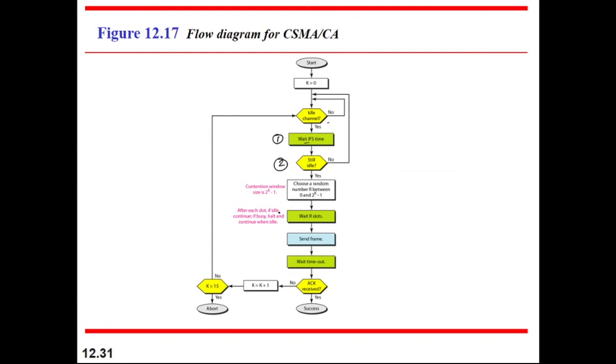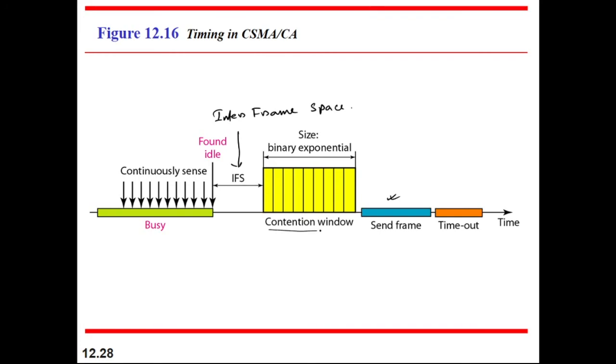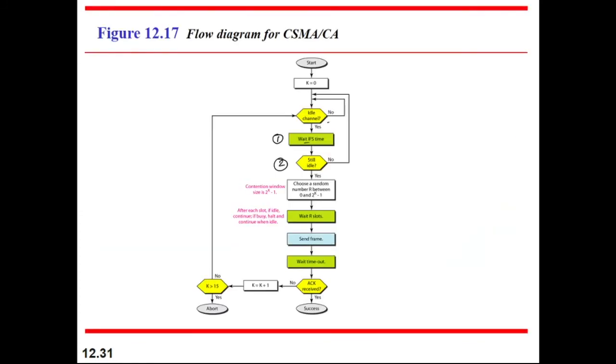You wait the slots, and after each slot, if idle, continue; if busy, halt, and continue when idle. After waiting for r slots, you can send the frame. So you have to wait for IFS time, the interframe space, and then there is a contention window size. You also need to wait for the frame, and after that you can send the frame, then wait for timeout.